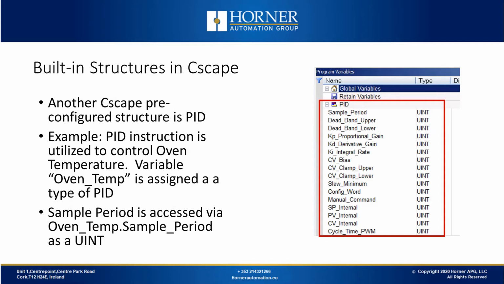Let's say you're using PID instruction to control oven temperature. So you can create one variable and assign it a type of PID. Let's say it's called oven_temp. All the different parameters are accessible with a dot at the end of the variable name. For example, sample period is accessed via oven_temp.sample_period.